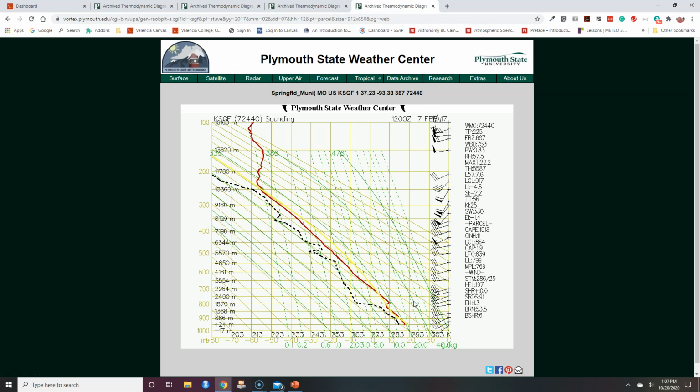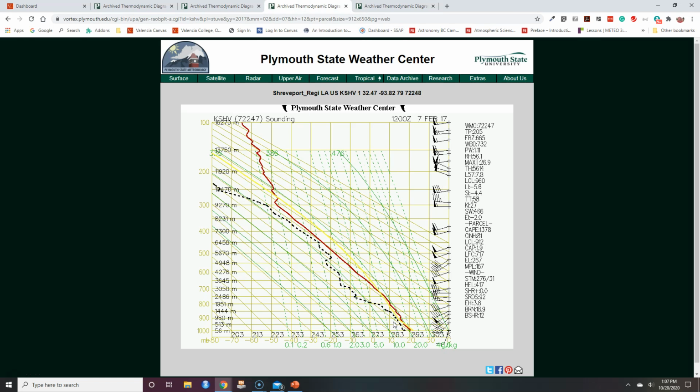Let's go ahead and go up to Springfield. Springfield is actually about the same. But what you'll notice here in Springfield is you do have a little bit of a cap that can actually provide some severe thunderstorms, because that cap on the atmosphere is kind of letting it boil up. Let's go back here. No cap here.